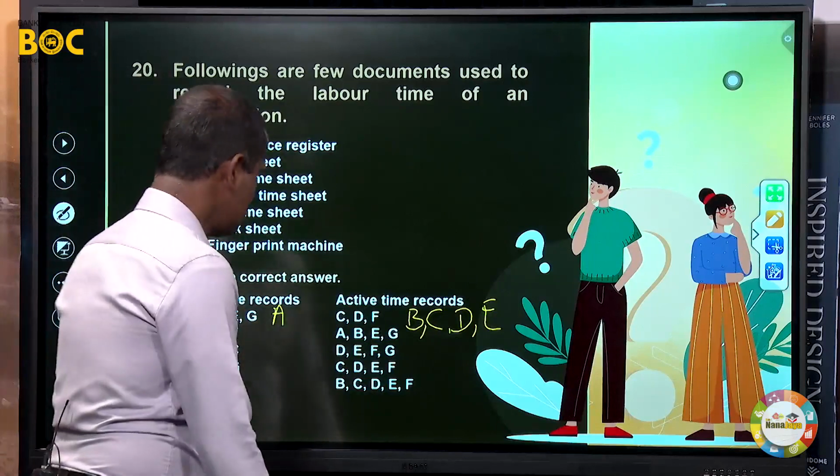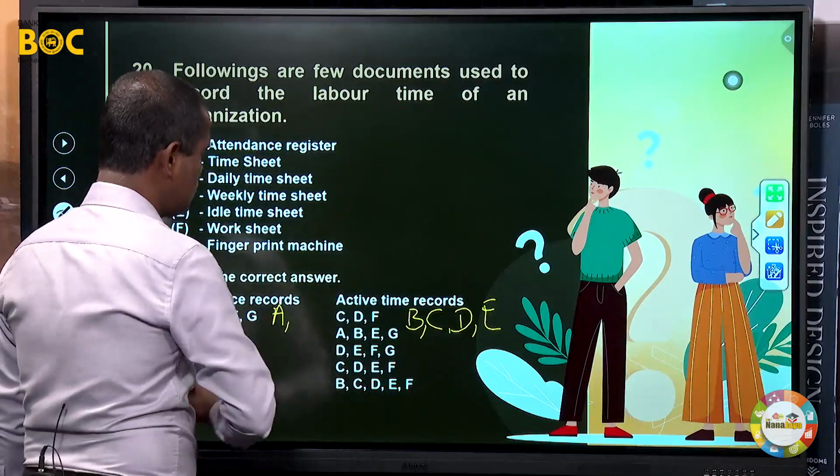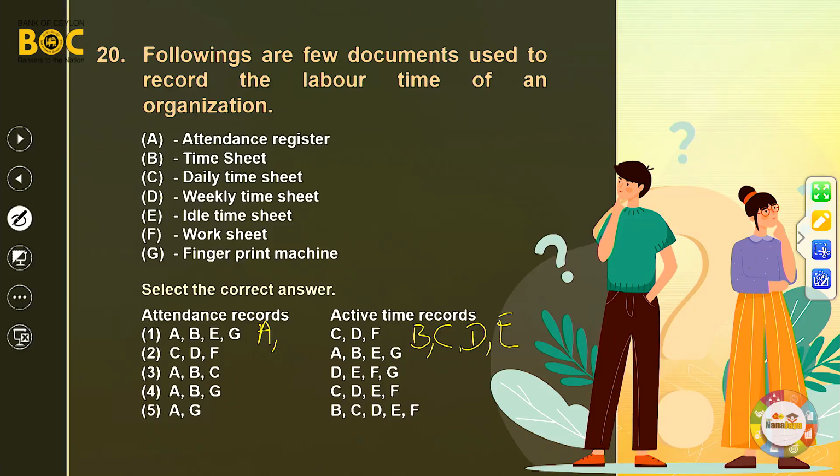The fingerprint machine identifies time in and time out. Worksheet also identifies the active time. Fingerprint machine, to identify time in and time out. Then, out of the statements, A and G are attendance records. B, C, D, E, F are active time records. Then the answer is number 5.